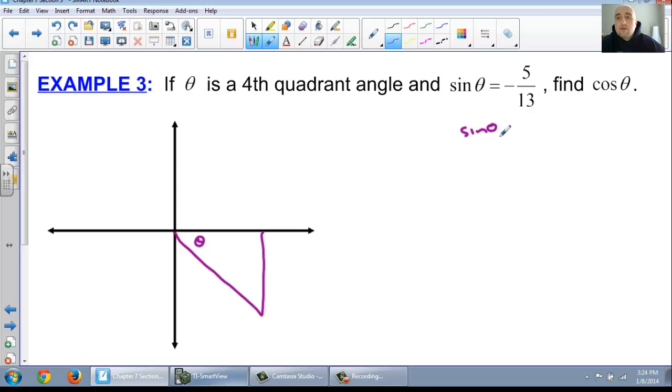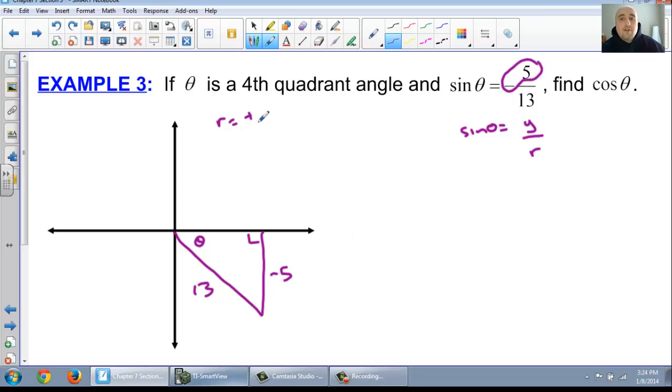So let's recap though. We know that sine is y over r. Okay, so my hypotenuse here, remember hypotenuse r is always positive. So my bottom number is my r, so we have to keep that 13 there. Okay, it's always positive. And what do we notice about our y value? It's in the fourth, so it's negative. So the negative 5 is what I'm going to use for the y value.